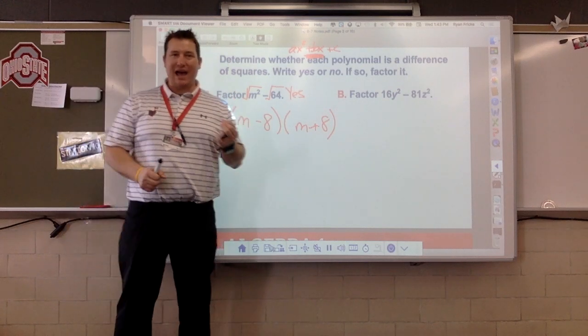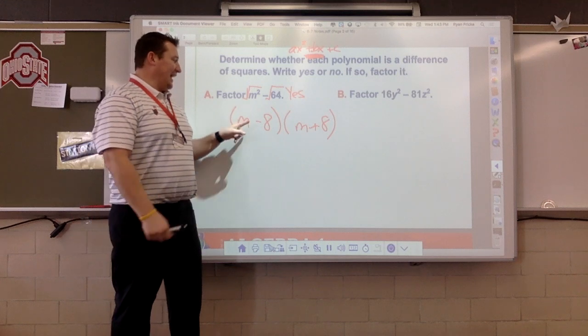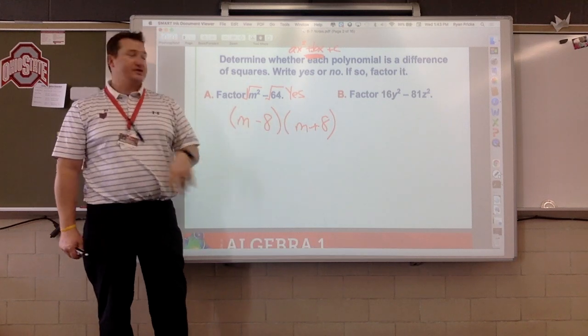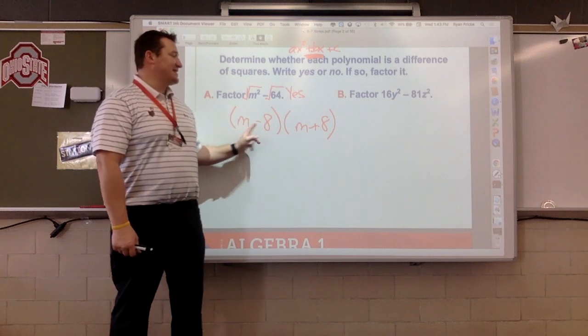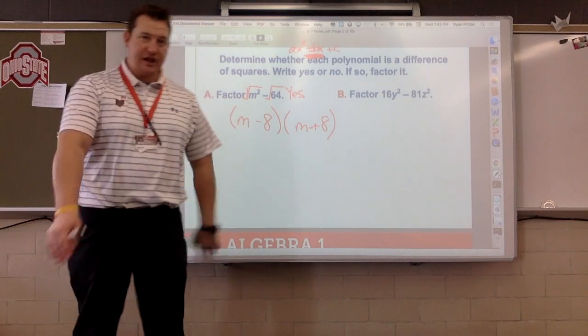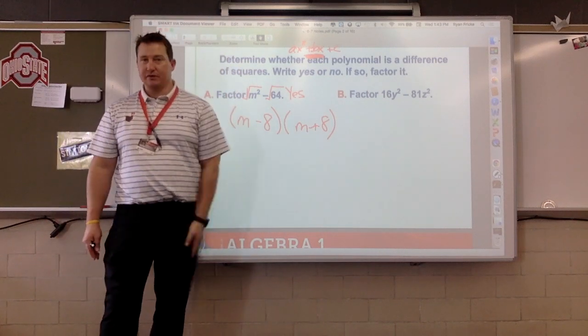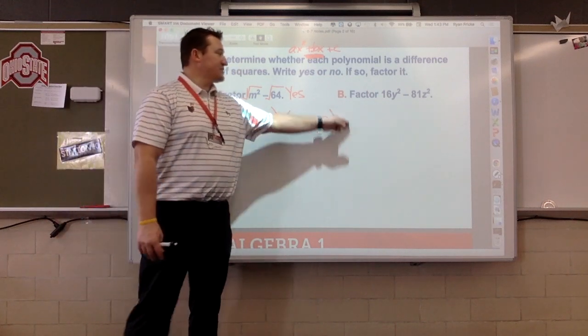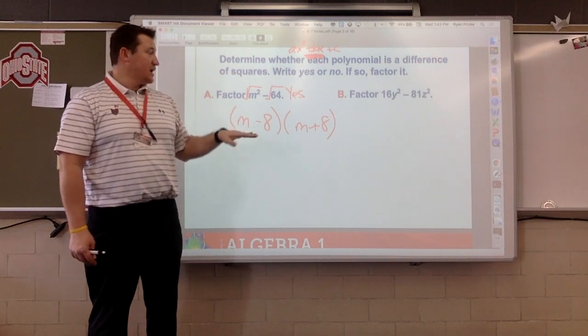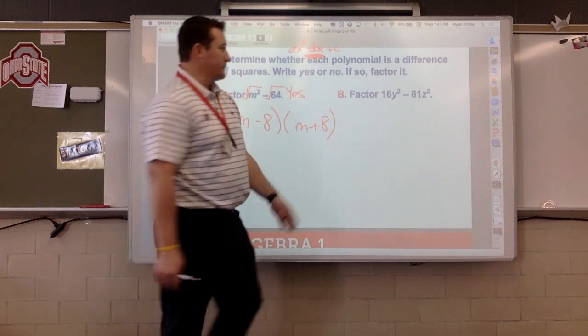The only way that happens, guys, is if, one, we have opposite signs in our binomials, and two, we have the exact same terms. Got to be. Any other scenario will give us a middle term. Yes, all of our difference of squares, when we factor those, will always look like this.